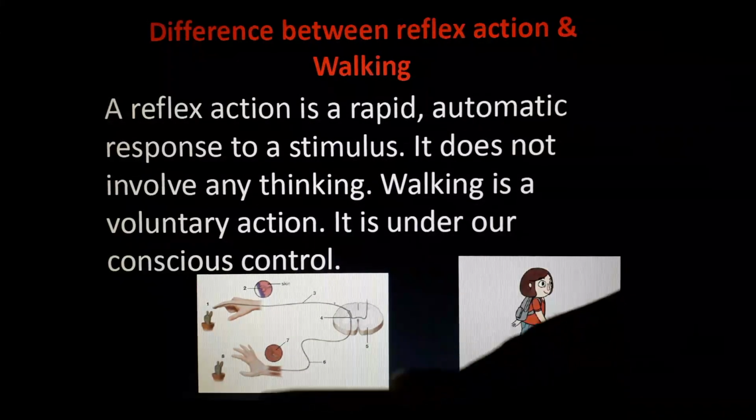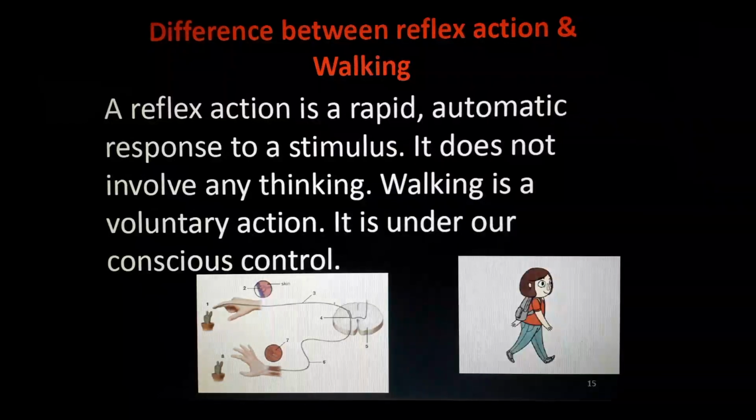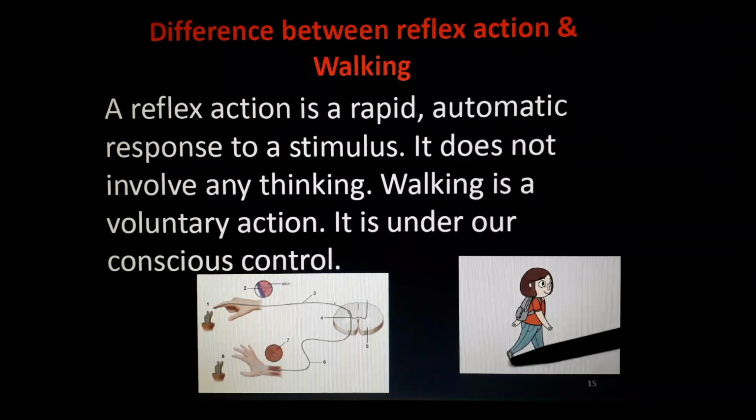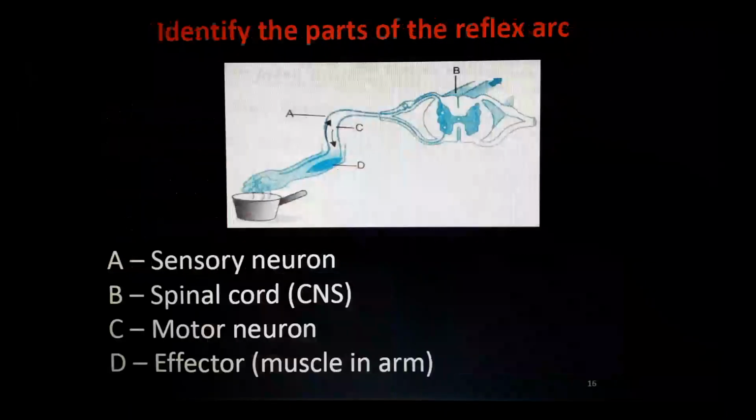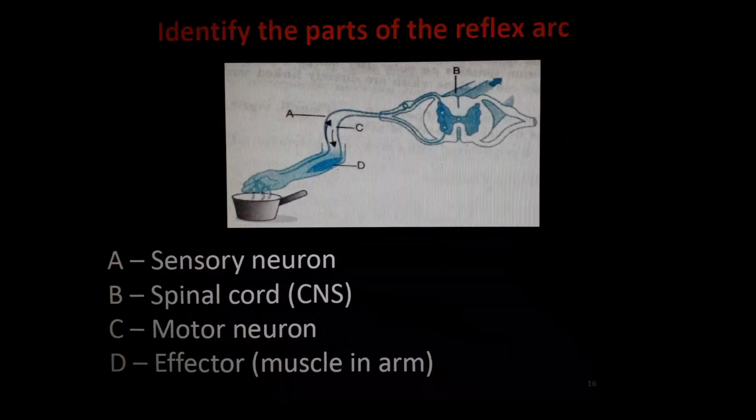Okay, reflex action is automatic. See, what is happening here? He is touching a cactus plant, and suddenly the spike of that cactus plant poked him in the hand. Quickly he will take off his hand. Isn't it? That is also a reflex action. But walking is conscious control. Okay, that's it. Next.